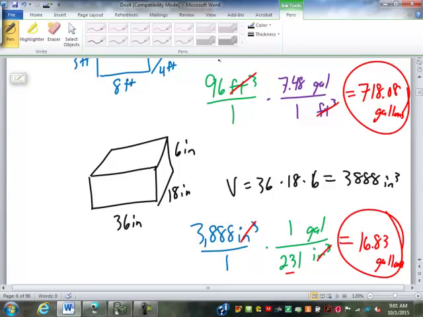231 cubic inches in a gallon is 1 gallon. Yep. Does it say that on the start? It should say that on that conversion chart somewhere.